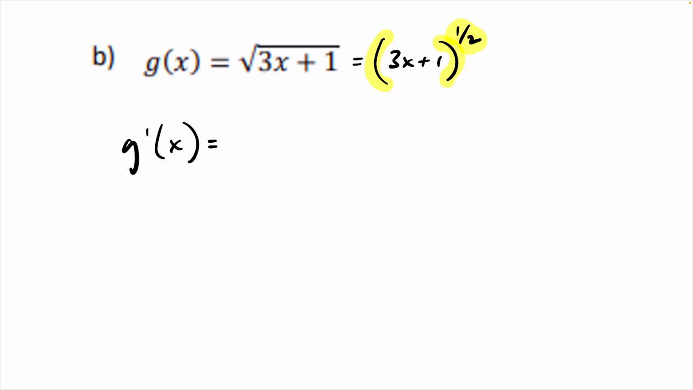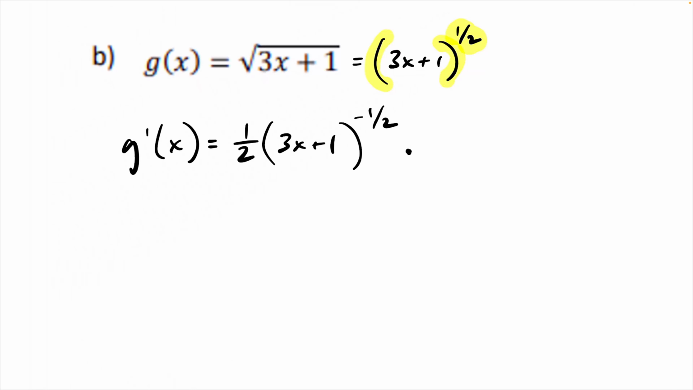We have 1/2 something to the -1/2, right? Chain. We have to rewrite the inside layer. So 3x plus 1. We haven't touched it, but we have to keep it in the parentheses. Now, let's find the derivative of the inside, which is just 3, right?